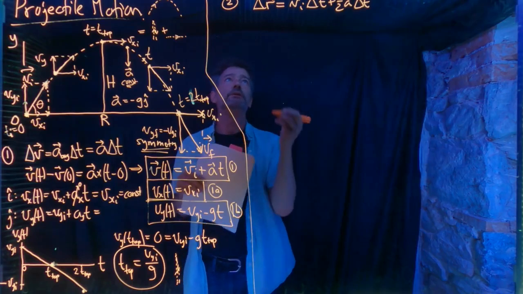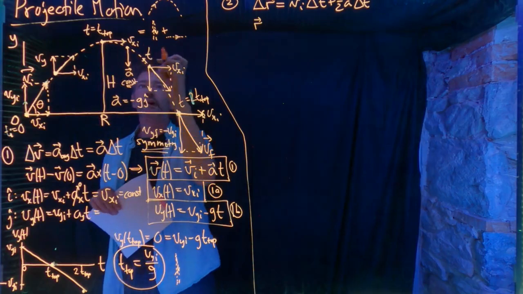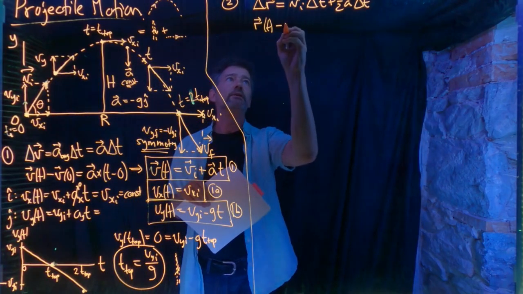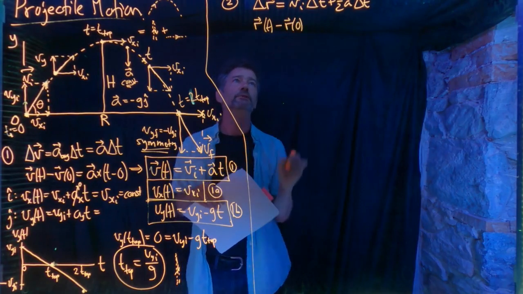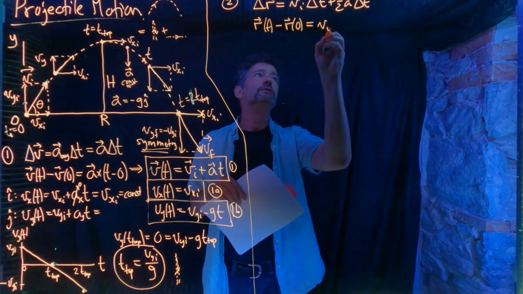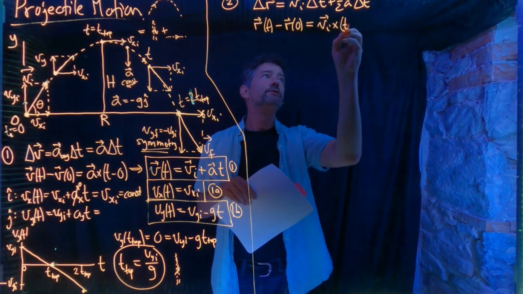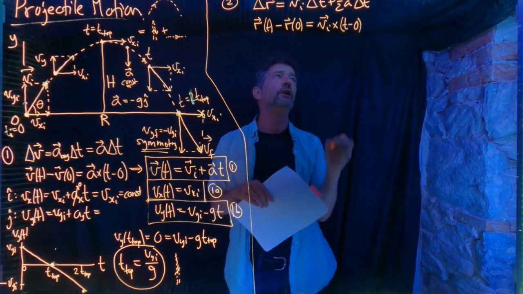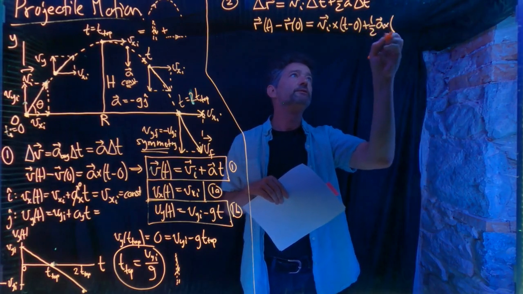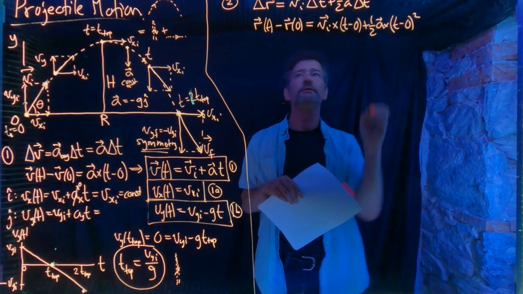So delta r, what does that mean? It means r at some final time, let's call that final time t, an arbitrary time t along the trajectory, subtract r at the initial time t equals 0. That's equal to the initial velocity vector vi times the time interval, which is the final time t minus the initial time 0, plus 1/2 the acceleration vector times the scalar (t minus 0) squared. So it looks like that.